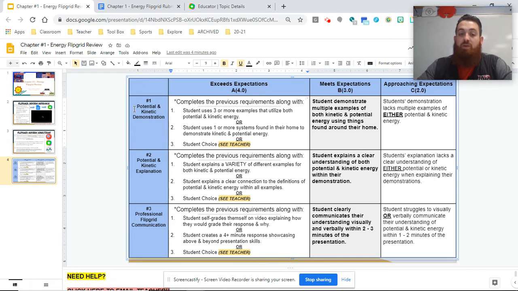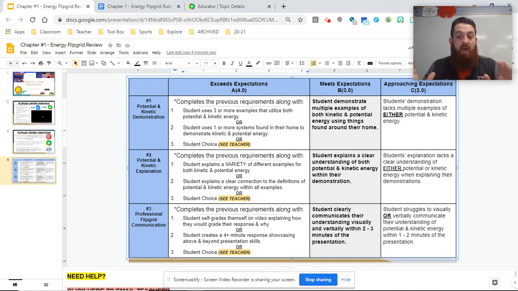So let's go ahead and take a look at the first one, potential and kinetic energy demonstration. Student uses 3 or more examples that utilize both kinetic and potential energy. So do you use 3 or more examples that have both potential and kinetic energy found within them versus maybe one example here or one example here for either or, okay? If you do that, you'll get the A, okay? Notice there's an or in between number 1 and number 2. That means you can do this one, or this one.